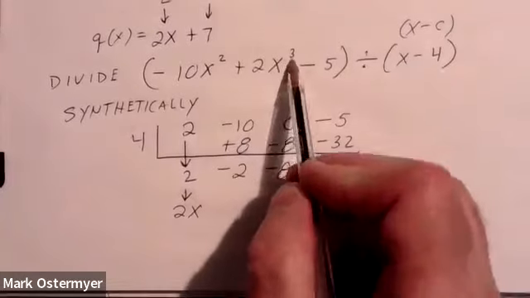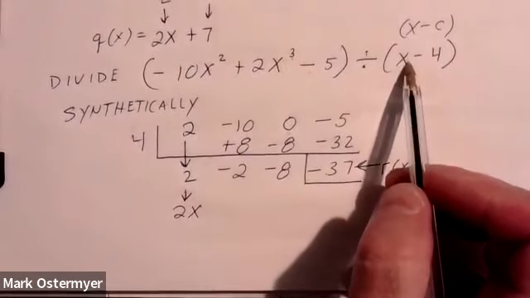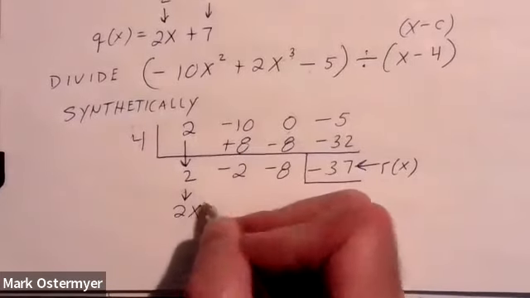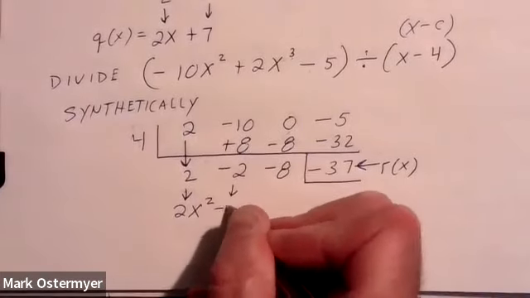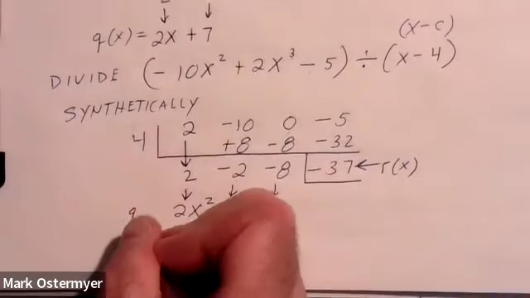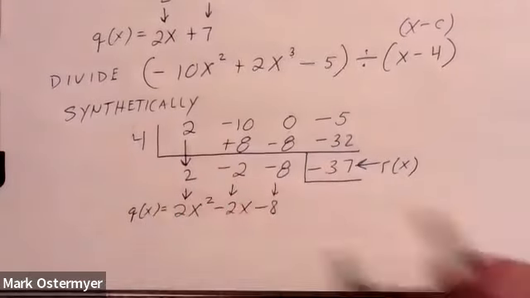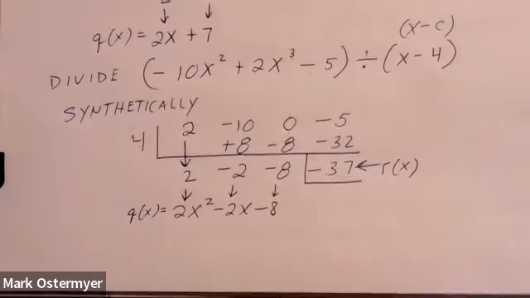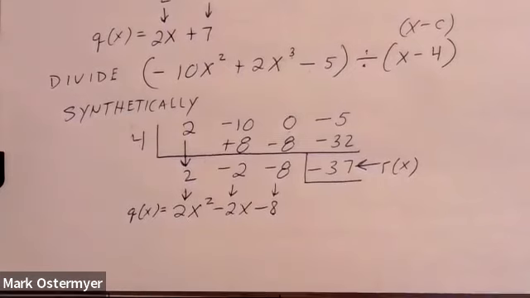And our quotient polynomial is going to be 2x to what power? I took a 3rd degree and divided out a 1st degree. Therefore, my quotient is of degree 3 minus 1, or 2nd degree. So 2x squared minus 2x minus 8. That's your quotient polynomial. This is your remainder. And we're done. See how quick that is as opposed to long polynomial division?